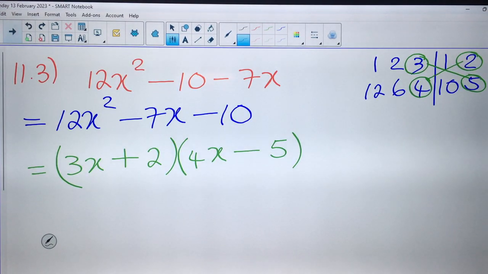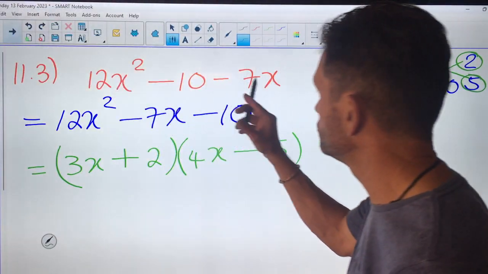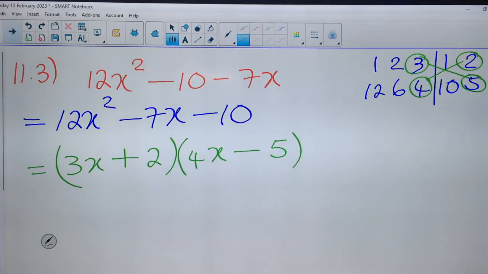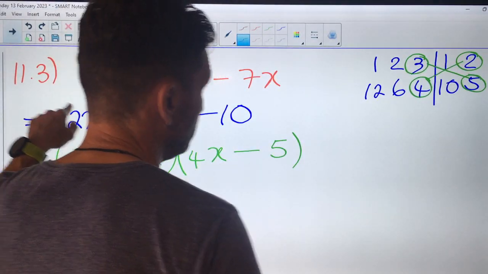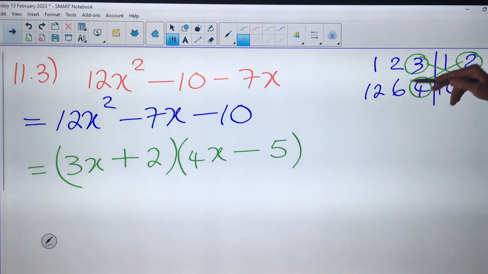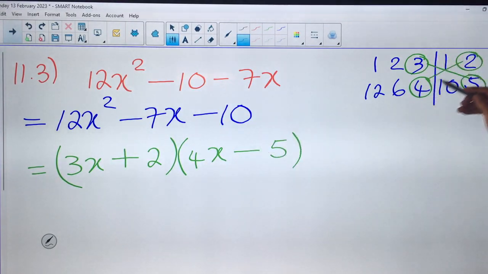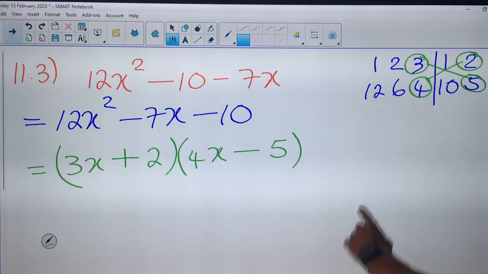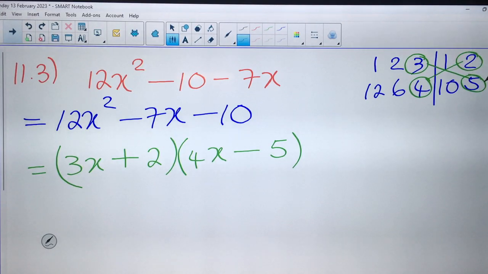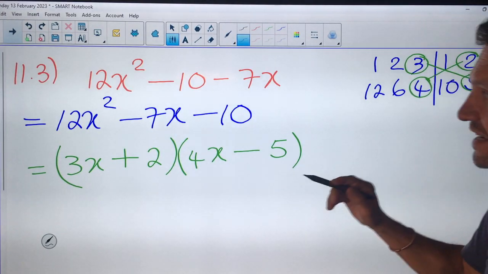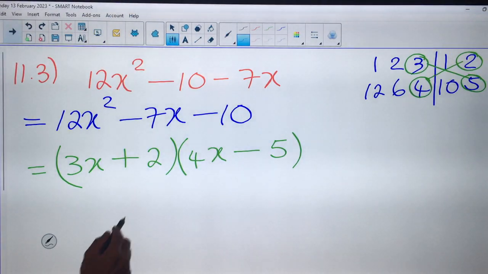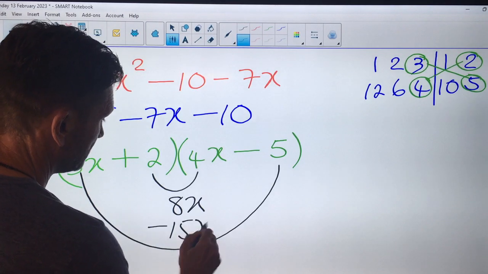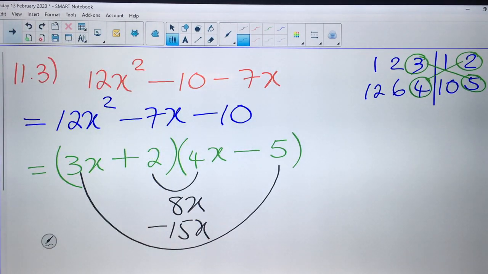11.3. The first issue with this is it's not arranged from highest to lowest power. So there's my x squared. I have to move the minus 7 here and the minus 10 to the back. Now I need to look at the factors of 12, and as you can see I have 1 and 12, 2 and 6, 3 and 4. And the factors of 10: 1 and 10, 2 and 5. I have to subtract to get 7. So 4 times 2 is 8, 3 times 5 is 15. The difference between 15 and 8 is going to give us minus 7. So over here I'll have 8x, and over here we'll have minus 15x. The difference there is the minus 7x.